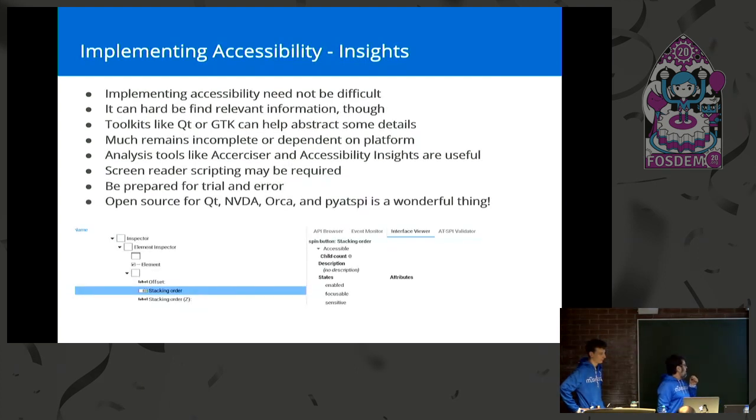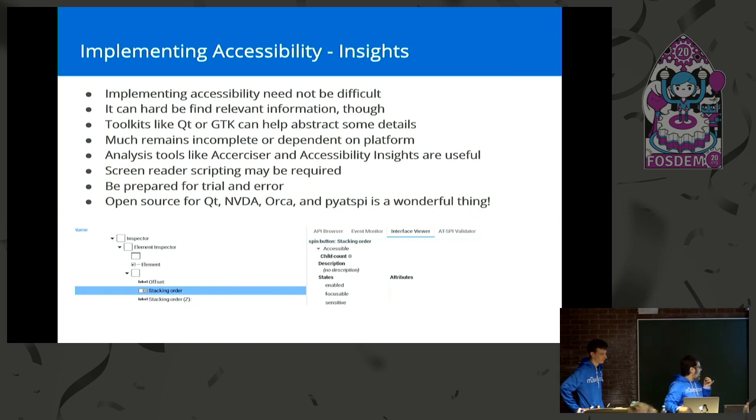So the bottom line here is that implementing accessibility, we're not talking a ton of code. There's nothing about it that's hard except wrapping your brain around what needs to be done. So it can be hard to find the information. The toolkits are great. They provide some information, but there's still a lot of platform dependencies in here. So you just have to be prepared for some trial and error.